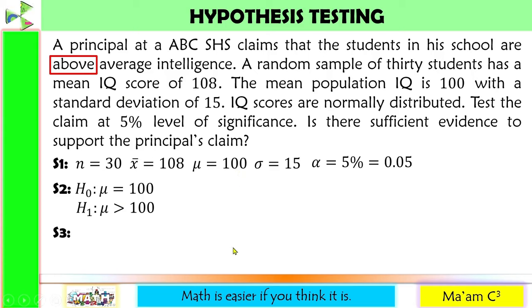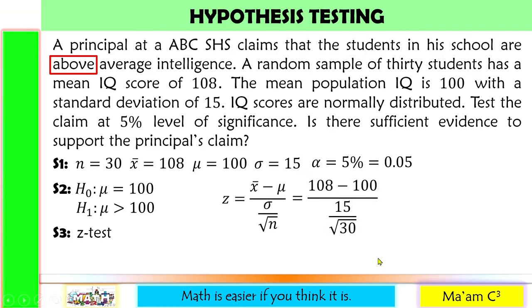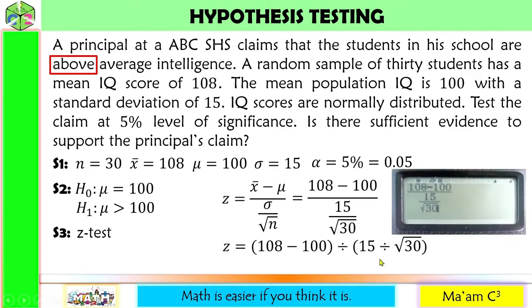Step 3, let us identify the appropriate test statistic and then afterwards let us compute for it. Since we have here the population standard deviation and our sample is equal to 30, we are going to use z-test. Let us recall our formula for z-test. Let us substitute our values here. Let us encode this in the calculator in this way or in this way. And this will give us z is equal to 2.921, rounded off to the nearest thousandths.